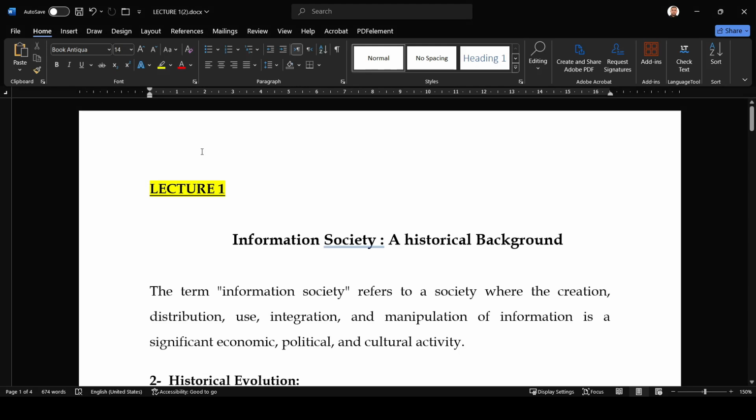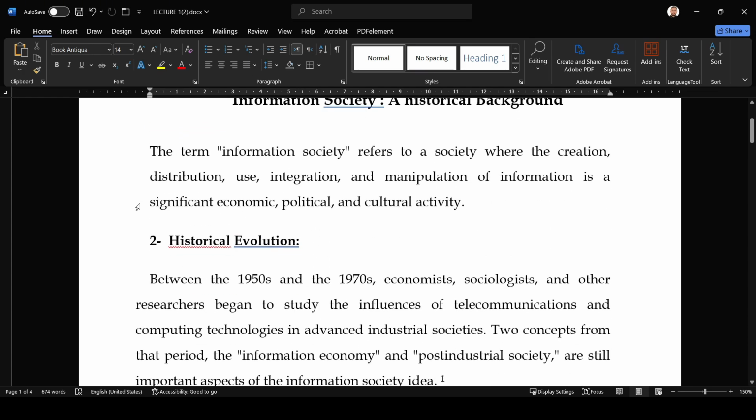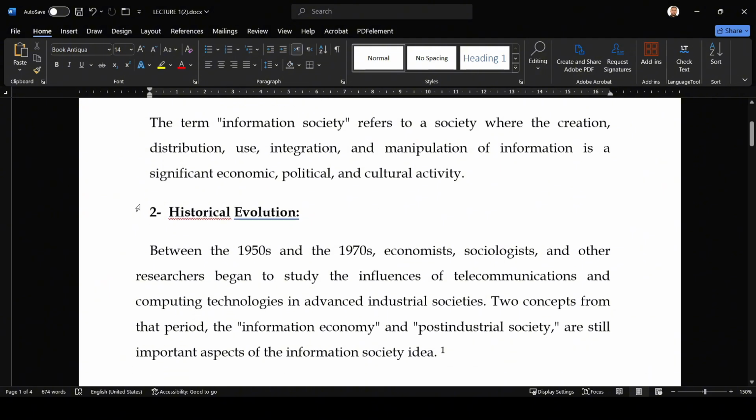Information Society. Historical background. The term Information Society refers to a society where the creation, distribution, use, integration, and manipulation of information is a significant economic, political, and cultural activity.